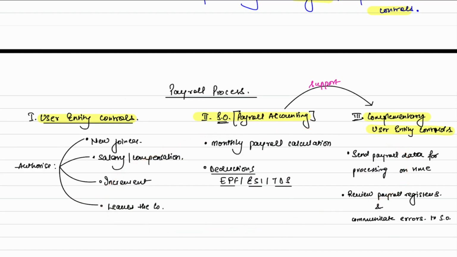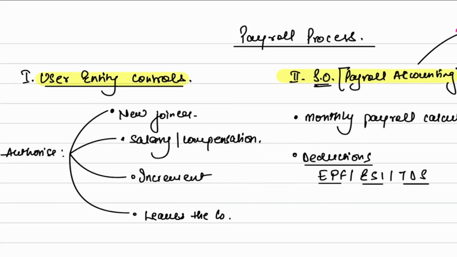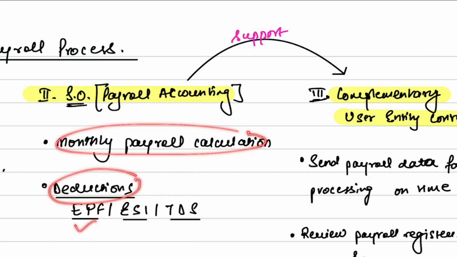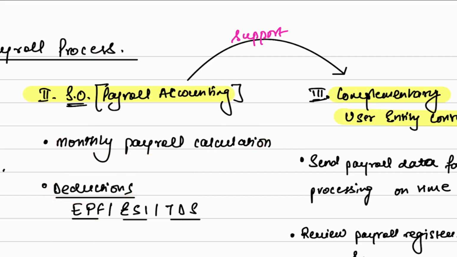What can be the user entity control for payroll process? Sir, whenever there is a new joinee, salary increment, or person leaving the company, all should be authorized. Okay. For the service organization doing the payroll accounting, the basic control could be monthly payroll calculation should be proper. Whatever deductions are there, EPF, ESI, TDS, they should be proper.